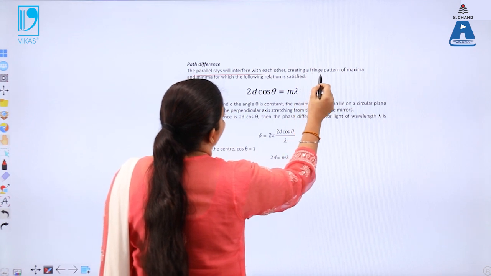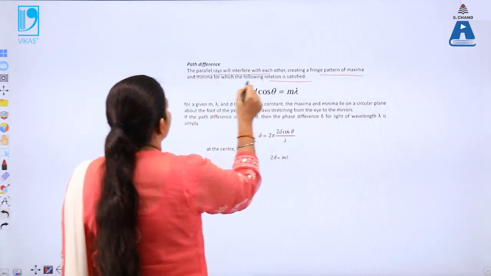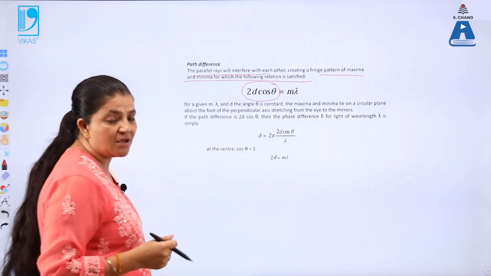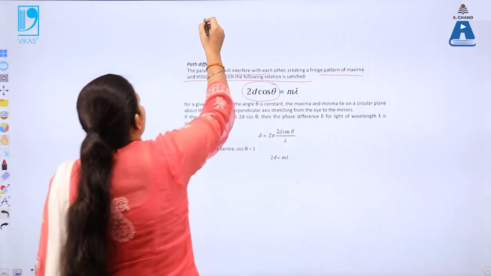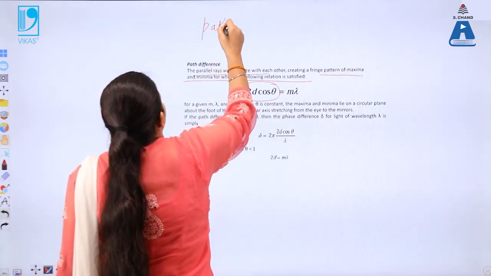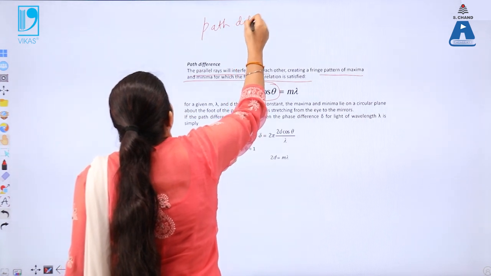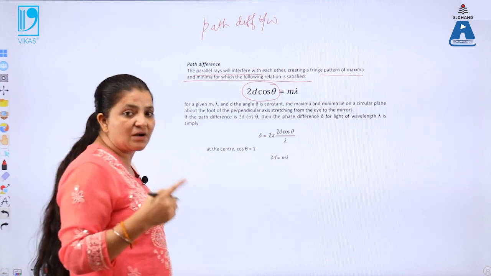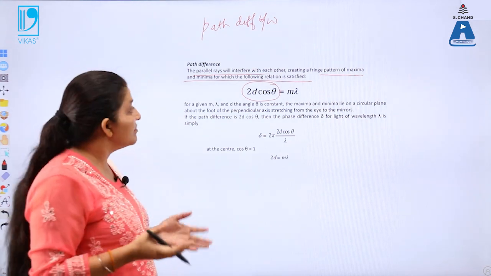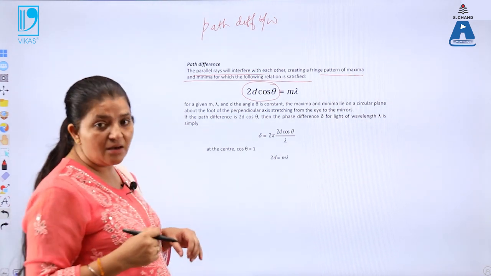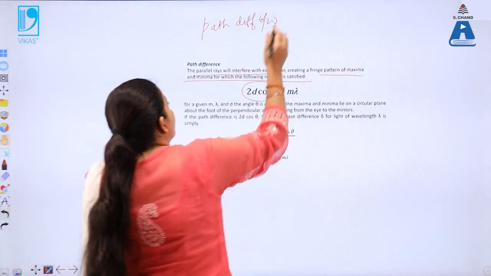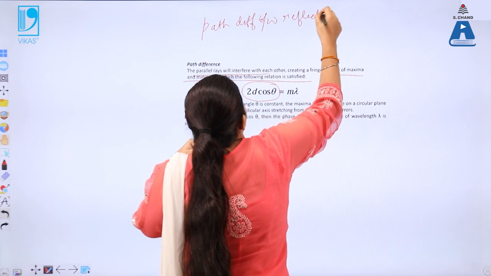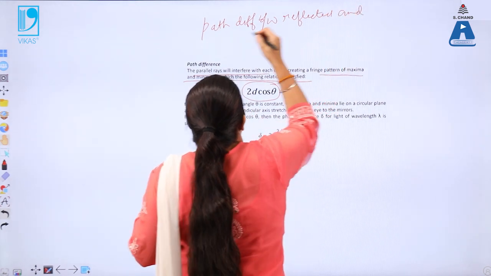Now for the maxima, we know that the path difference between two rays comes to be equal to 2d cos theta. So this is the path difference between the reflected light and transmitted light when they are combining at the microscope. The path difference between the reflected light and transmitted light over here.